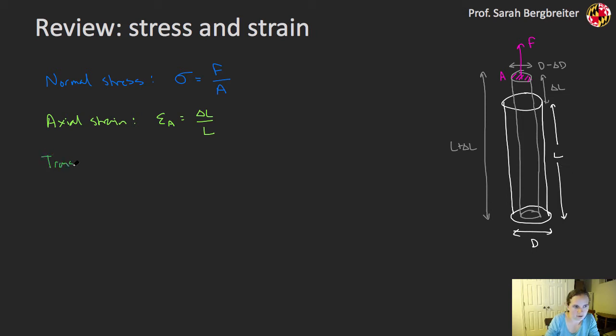My transverse strain is defined by the change in diameter. Epsilon T is going to be that change in diameter over the initial diameter of the bar. And these two terms together give me Poisson's ratio, where nu is defined as the negative of the transverse strain over the axial strain. And that's always going to be greater than 0 and less than 0.5.